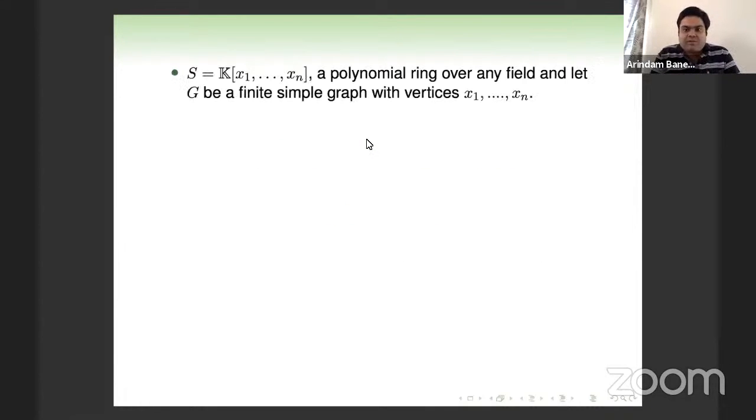Let S be a polynomial ring, and let G be a finite simple graph with vertices x1, x2, ..., xn. So now the variables in the polynomial ring have two meanings: they are the indeterminates of a polynomial ring, as well as the vertices of a graph. By finite simple, I simply mean an undirected graph with no loops and no multiple edges. That is, there is no direction for any edge, between two vertices there can be at most one edge, and no vertex can be connected to itself.